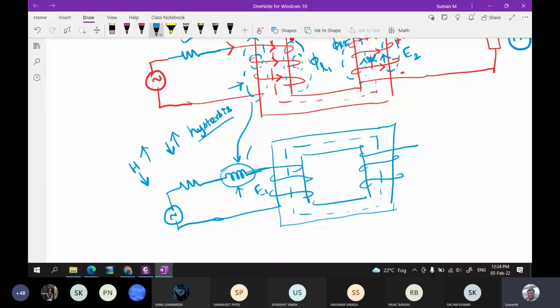Why are we mentioning it as an inductor? Because the magnetic flux can be represented as an inductor. If it is an electric field, we have to represent it as a capacitor, because this will store the energy in terms of magnetic field. So we are going to represent it in terms of an inductor.